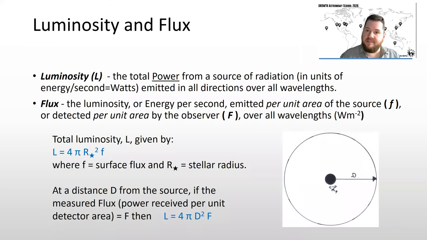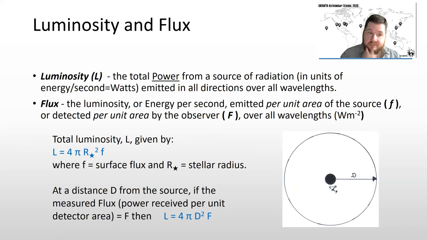So we'll start very basically with some definitions. So luminosity. When I talk about luminosity, I'm talking about the total power from a source of radiation, a star. Units of luminosity are power units, so energy per second. Watts is the SI unit. So luminosity is emitted in all directions over all wavelengths.